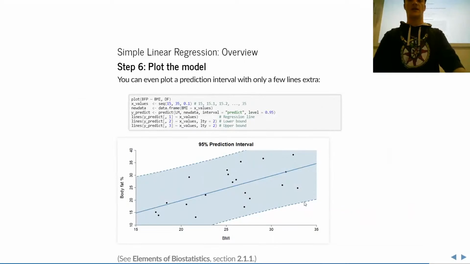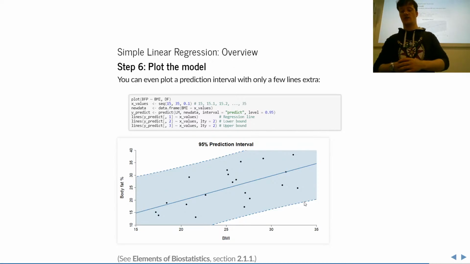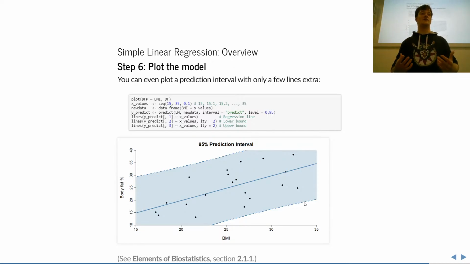Okay, it's actually not that hard in R to also get a prediction interval. A prediction interval is not the same as a confidence interval. A confidence interval tells you something about the precision of your estimates. A prediction interval tells you where you would expect observations to be.